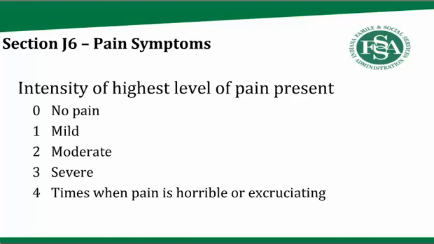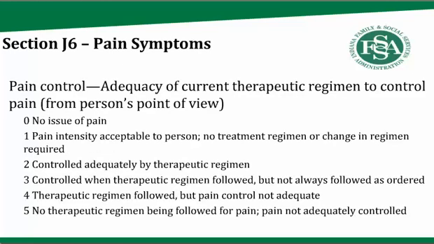And then pain control is our third item here, and it measures the current therapeutic regimen to control the person's pain and describes the adequacy of pain control measures, which can include medications, massage, TENS, acupuncture, or other methods. And then you can see how you're going to code this here.